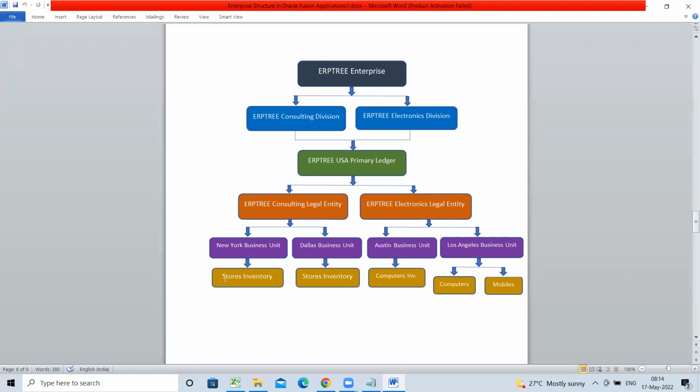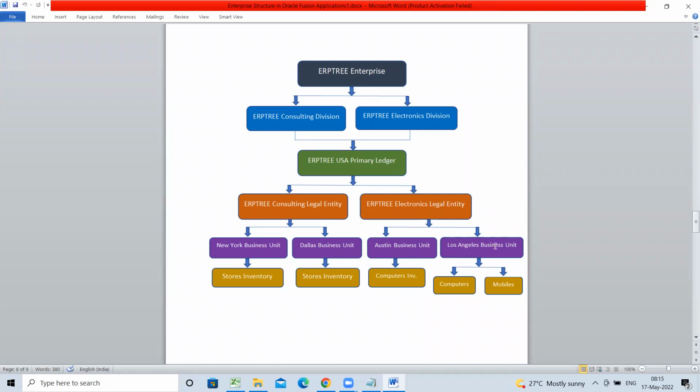So here I took example as stores inventory. Here you can understand stores inventory is dummy inventory I took. When you talk about electronics legal entity, under this registration, they are operating the business in two locations. One is Austin, other one is Los Angeles. The Austin business, they are into computer sales. So they have one warehouse for computers.